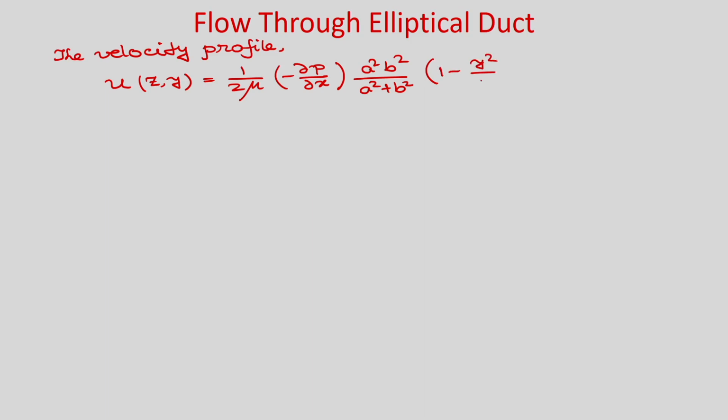So, if you put the value of a here, you will get u as 1 by twice mu, we will write minus del p by del x, because this is the favorable pressure gradient, it will be positive. We have a square b square by a square plus b square, and 1 minus y square by a square minus z square by b square. So, this is the velocity profile inside the elliptical duct with uniform cross section.